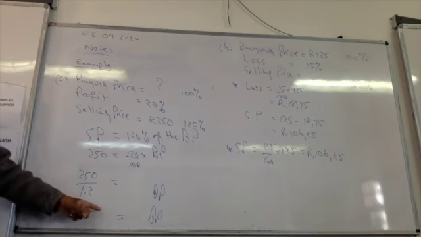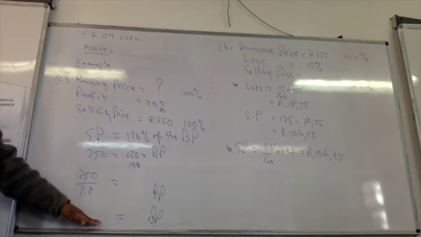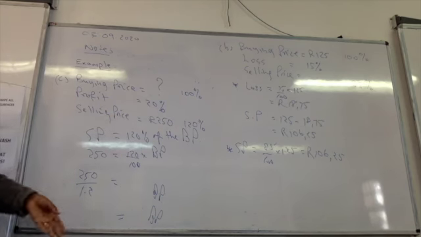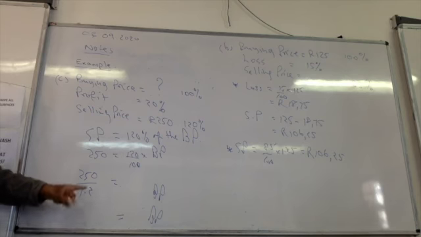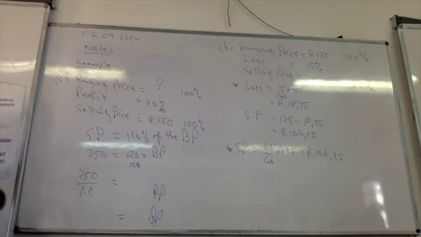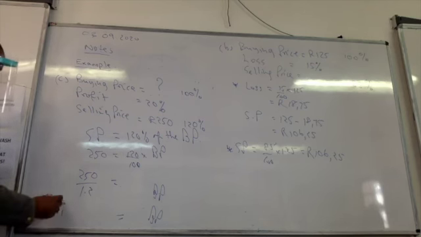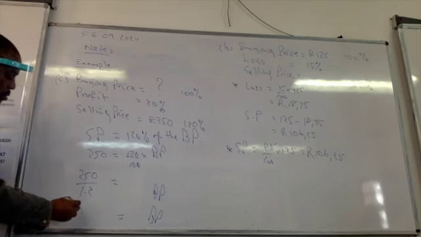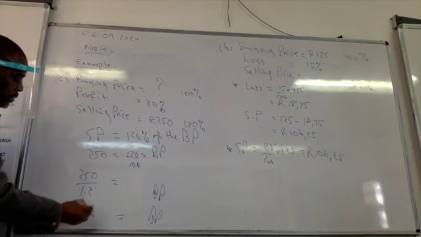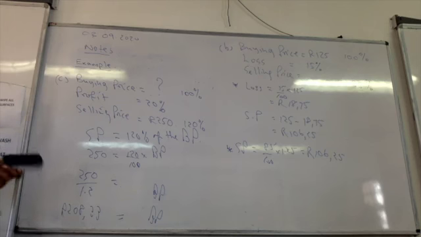But I'm not saying every time you get an answer that is smaller, then you are right. Okay, so what is 250 over 1.2? 208.3. 208, comma? 8,33. 208,33. Yes. So that must be the buying price.